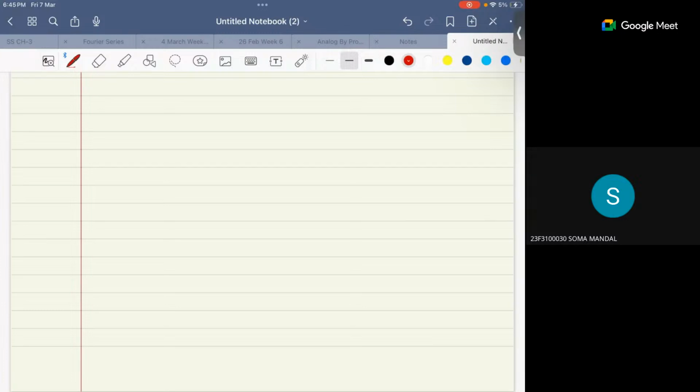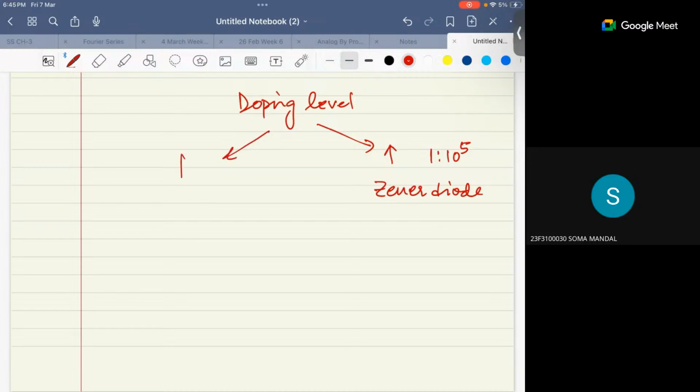So whenever the doping level is very high, for example 1 in 10 to the power 5, then it becomes a Zener diode. Whenever the doping is less, for example 1 in 10 to the power 8, 9 or 10, then you have a normal diode. The only difference is that the breakdown voltage for the Zener diode is much less as compared to the normal diode.